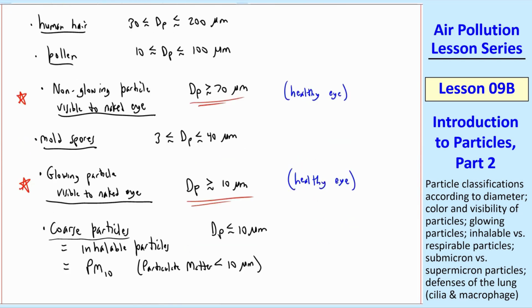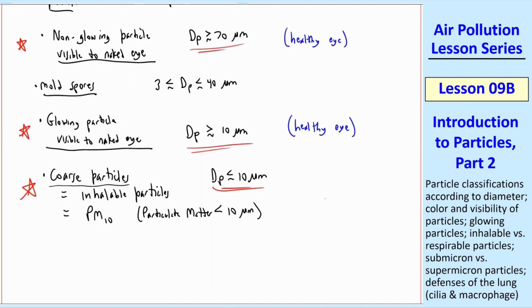Coarse particles, also called inhalable particles, or PM10, particulate matter less than 10 microns, are, as the name implies, less than about 10 microns. Particles less than about 10 microns can get into your lungs, whereas particles greater than about 10 microns get stuck in your nose hairs or in the back of your throat. They don't get into the lungs.